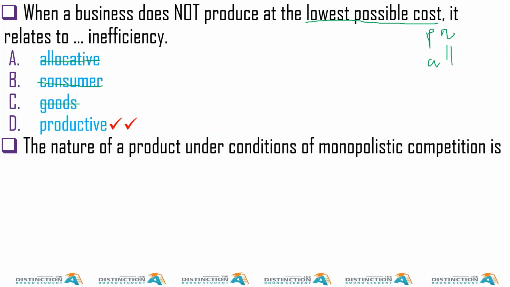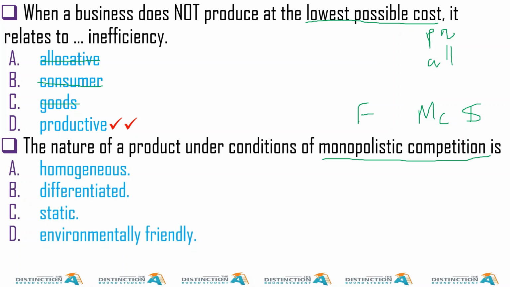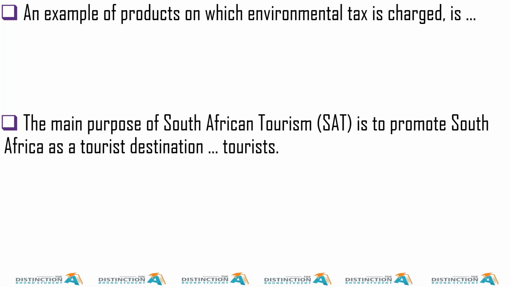The nature of a product under conditions of monopolistic competition. All right, so monopolistic, we have a good example: fast food outlets. Would you say what McDonald's produces is the same as what, let's say, Steers produces? Obviously, it's not the same. So these products are obviously not homogeneous. They are not static. They are not environmentally friendly, even though sometimes they can be. But the most appropriate answer here will be differentiated.